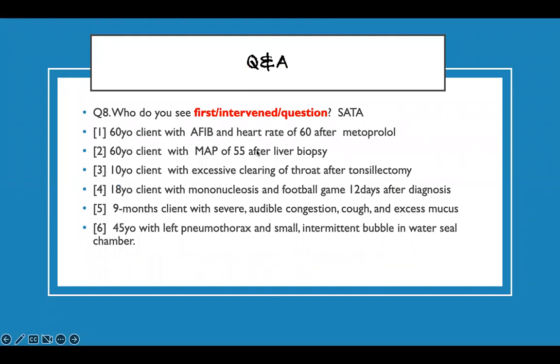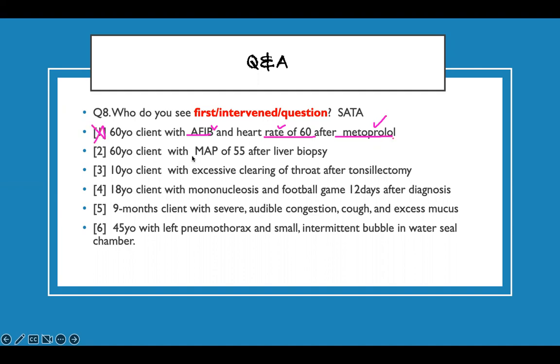Okay, another question. First intervene question. Same thing. A 60-year-old client with AFib and a heart rate of 60 after metoprolol. A bunch of words. AFib, heart rate. Do you see a be-sharp moment? There's no shock. There's no change in mental status. There's no clot, nothing like that. His heart rate is 60. What did you do to the patient? You gave them metoprolol. That's what you did. He dropped his heart rate. That's an expected finding. I don't have to be sharp.